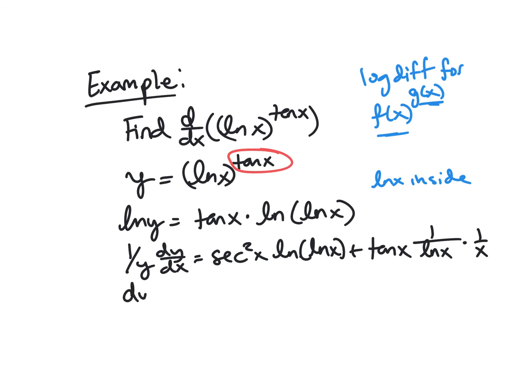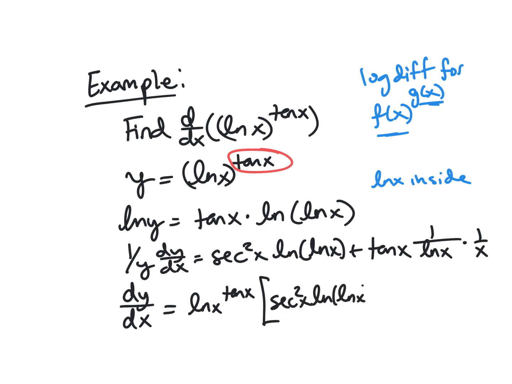And so for your final answer, I'm going to multiply over by y. y is ln of x to the tangent x. And then times this whole thing. So secant squared x, natural log of the natural log, plus tangent x over x ln x. And that would be your final answer.